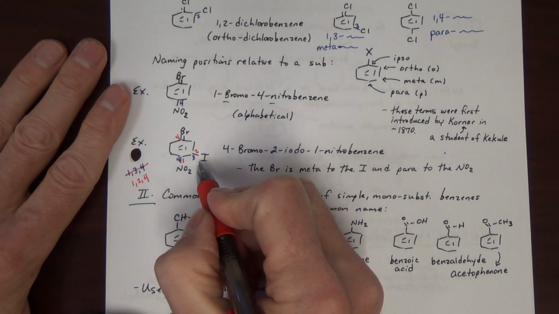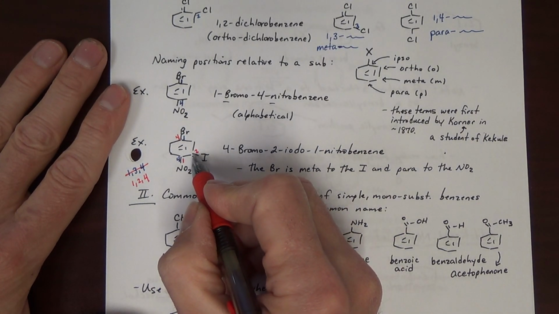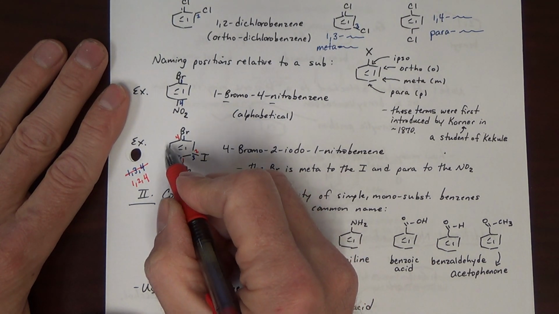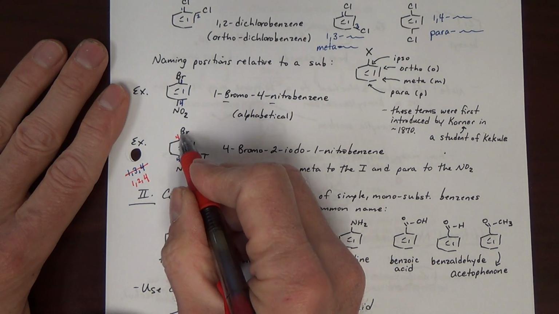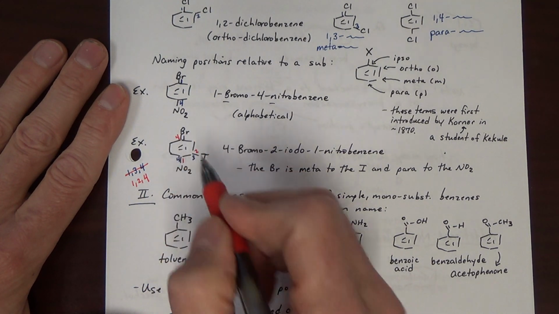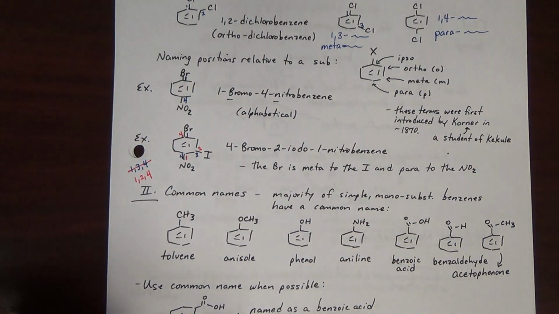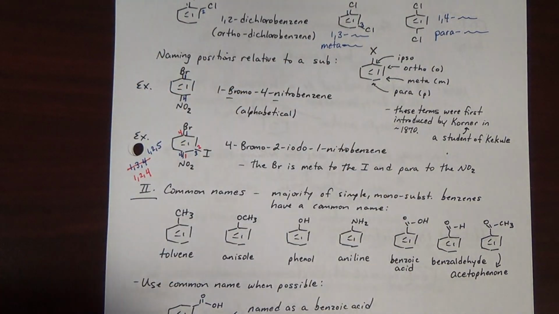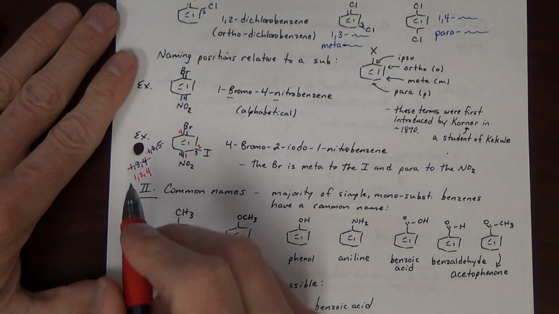Now we could also perhaps start with the iodine being 1. If that was 1, we would go towards the nitro and let it be 2. 1, 2. But the bromine would not be until 5, so that would be a 1, 2, 5. And a 1, 2, 5 is also not the best.